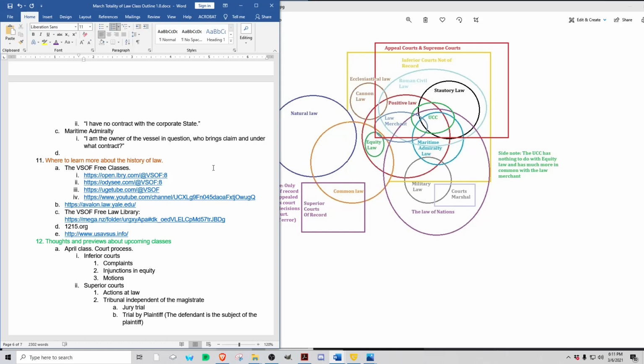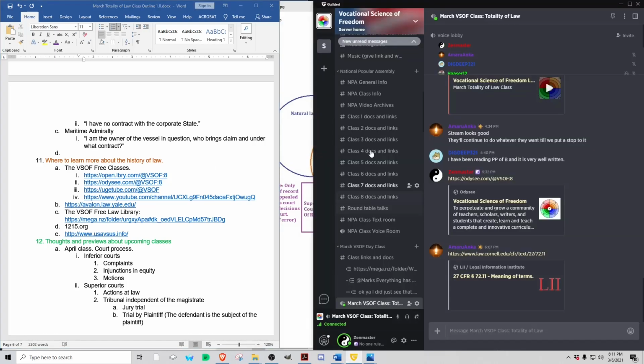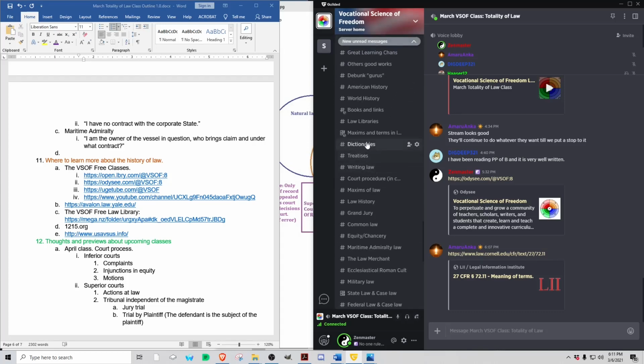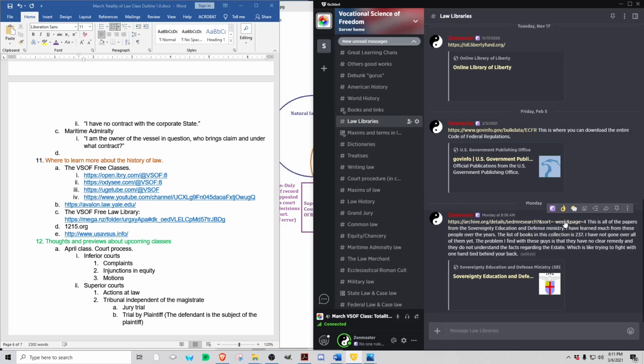The Vocational Science of Freedom Free Law Library, which anybody who's on the server can have access to, which is in the Law Libraries section under Reference, which is right here. And there's other great law libraries in here as well. Sovereign Education Defense Ministry. This is the archive.org page, which has every single one of these guys' documents on it.